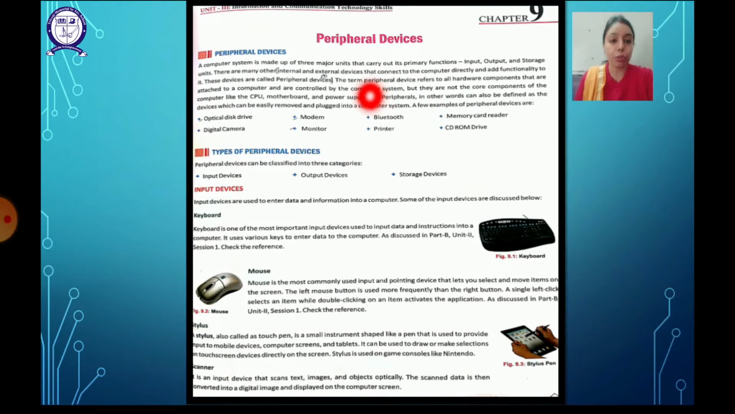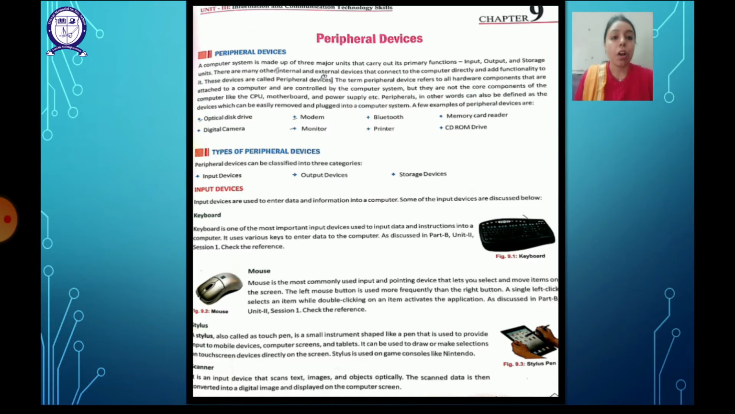All of you know that a computer system is made up of three major units that carry out the primary functions, that is input, output and storage unit. Also, there are many other internal and external devices that are connected to the computer system directly and they are used to do other functions of the computer. So they are known as peripheral devices.